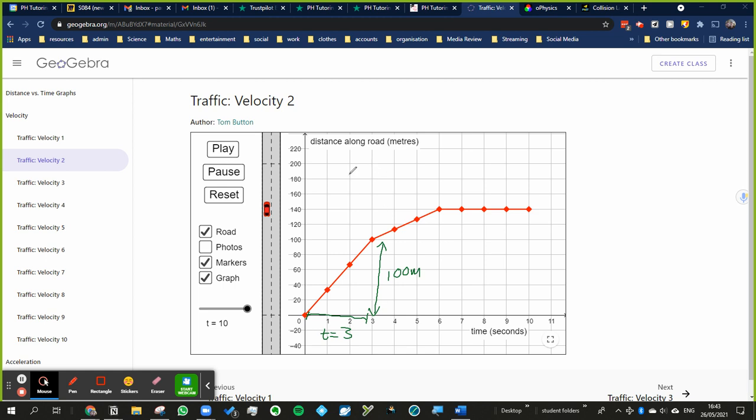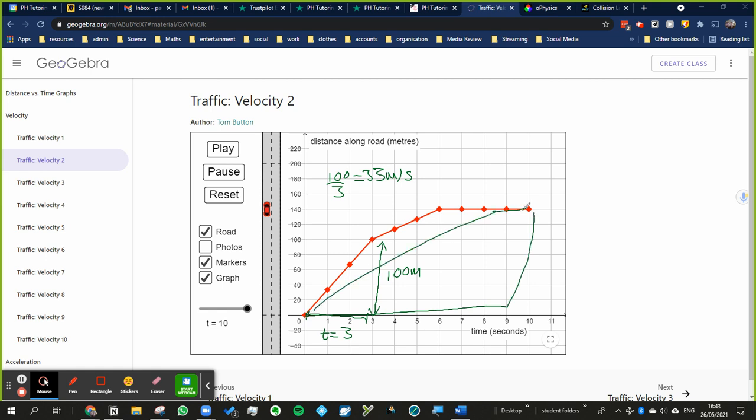So I could work out the velocity by distance divided by time, and so it'd just be 100 over 3, right? Which is 33 meters per second rounded up. You could also do the average velocity by just doing from the start to the end. So just do a triangle all the way from the start to the end.